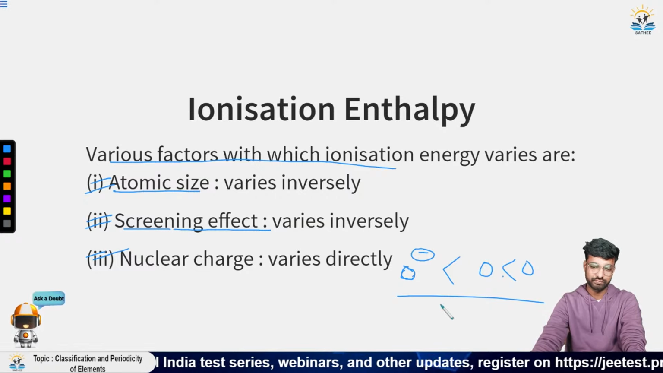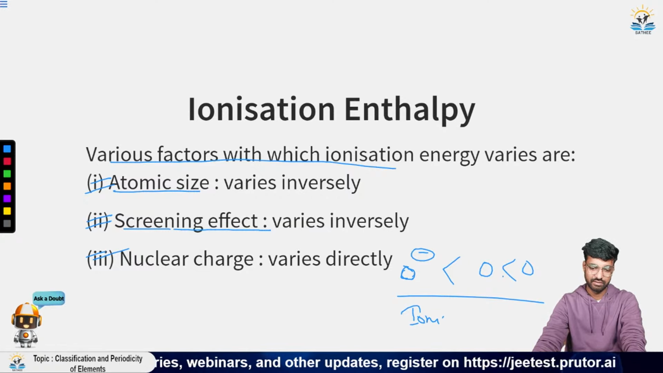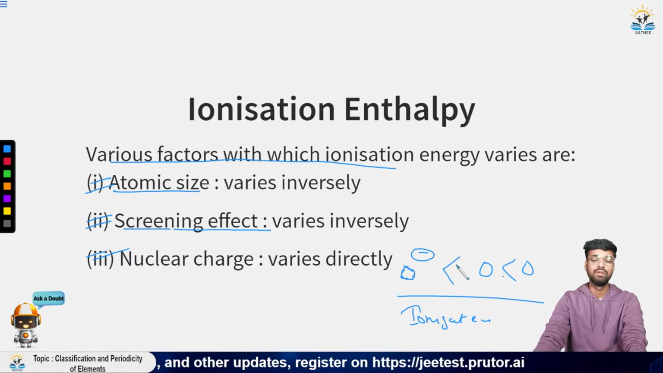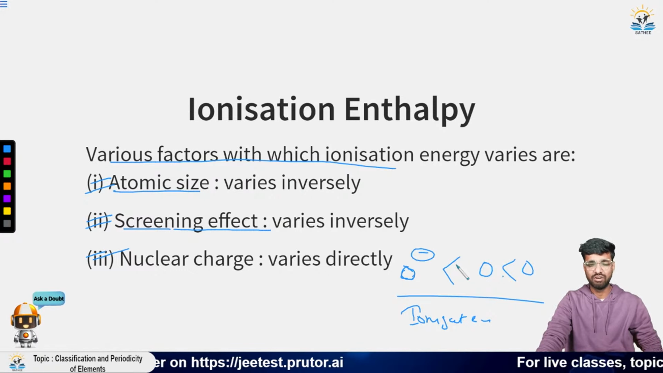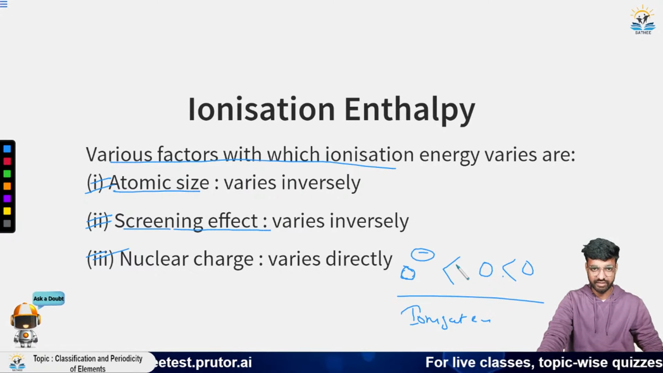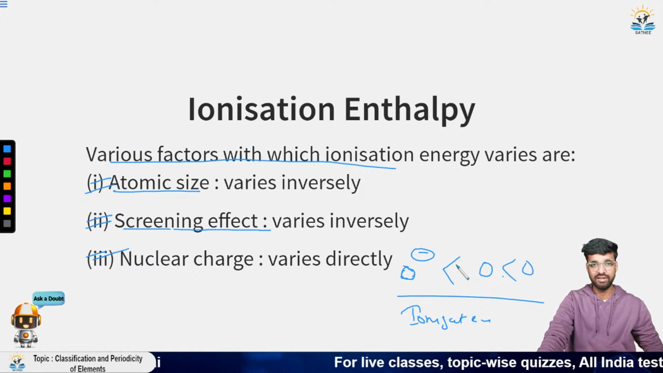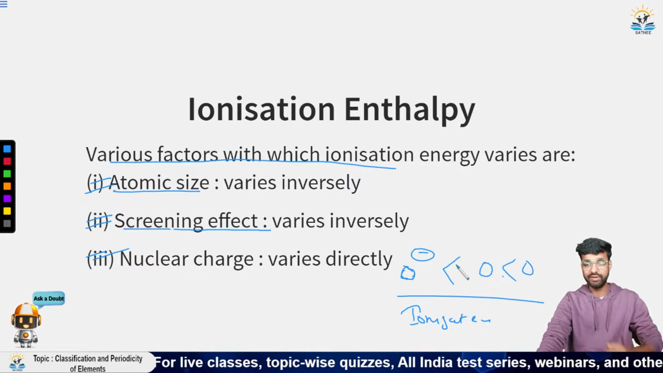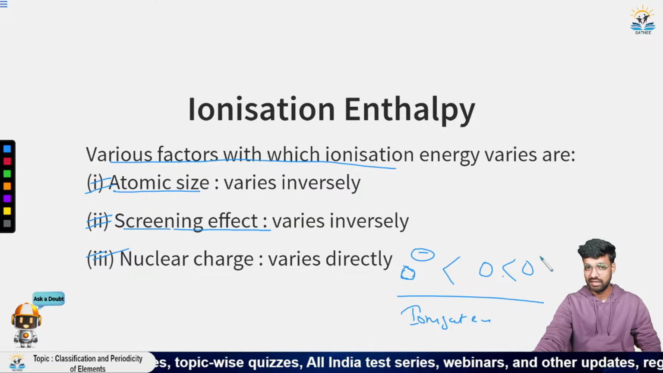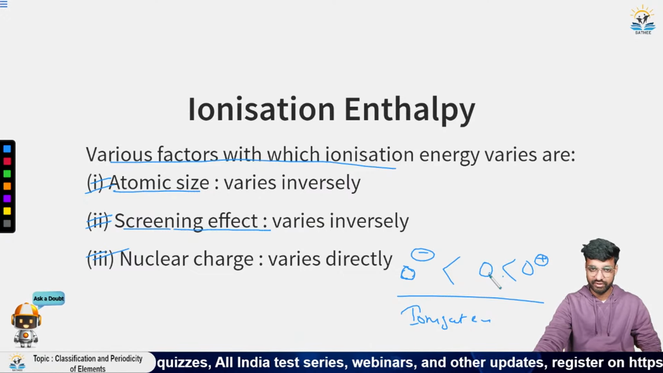Okay, so if you consider ionization enthalpy, it is always positive in nature, because we have to apply energy as we are removing electrons from it. So ionization enthalpy is positive in nature. So this has the greatest ionization enthalpy. Then we have this, then we have this.